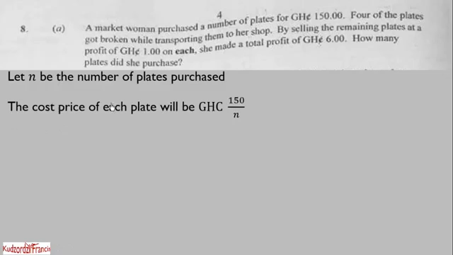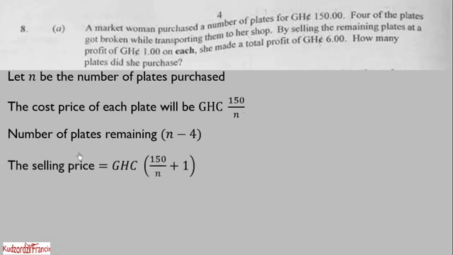Now, to solve the question, we let the number of plates that she bought be n, and with that we can calculate the cost of each plate by dividing the amount by the total number of plates she purchased. Then we're told that 4 of the plates got broken, so we are left with n minus 4. By selling the remaining plates at a profit of 1 cedi on each, it means that we need to add 1 cedi to the cost of each so that you can get a profit of 1 cedi. So the selling price will be 150 over n plus 1 cedi.